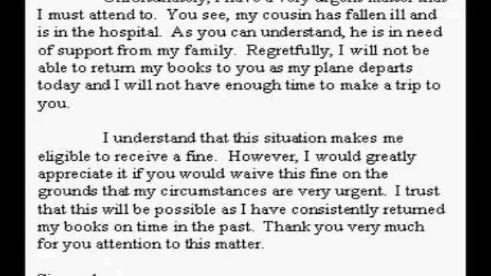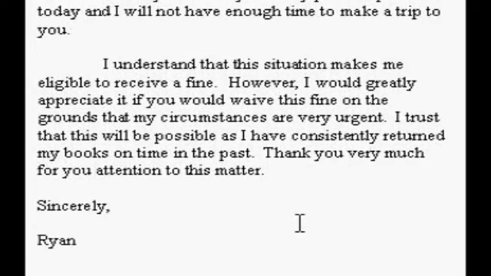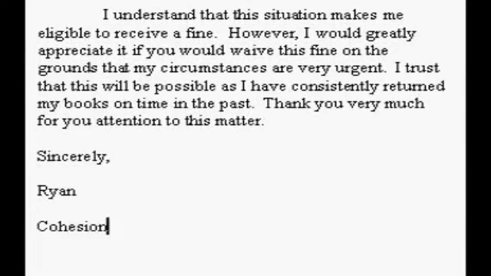Now these phrases, they help to link the sentences together. So a good example is down here where we say I trust that this will be possible. Now the word this helps us to link to the idea that came before it. Okay, and when we use these words to link the sentences together, we call that cohesion, which I'll write down here. Cohesion is basically the idea that we want our sentences to work as a team together to best get the idea across.